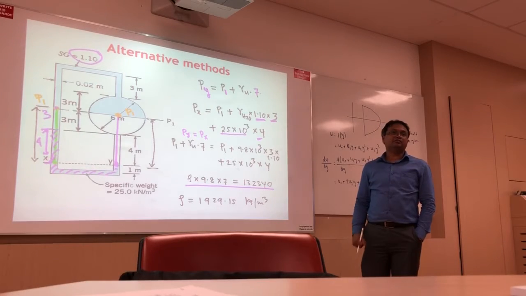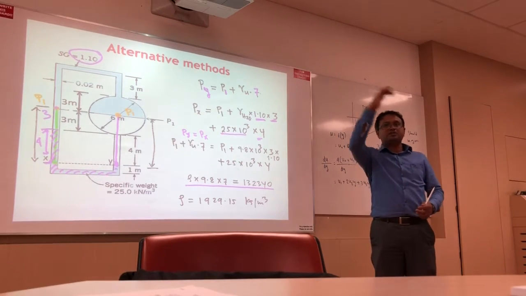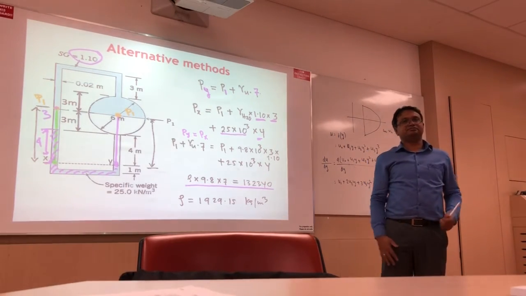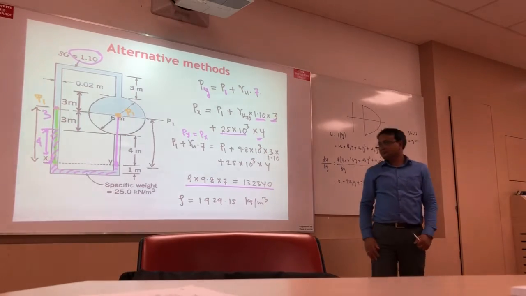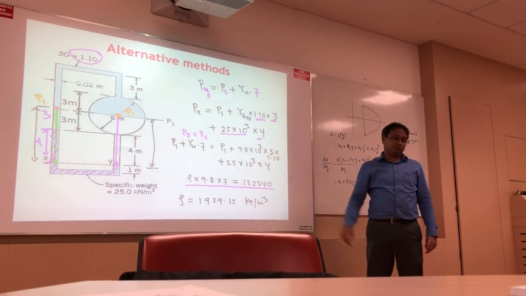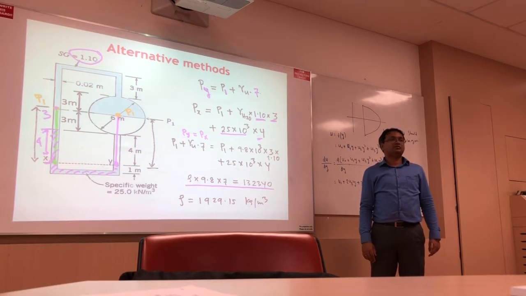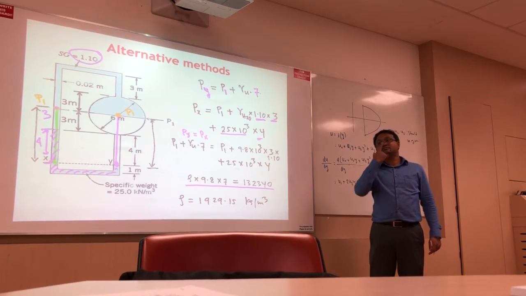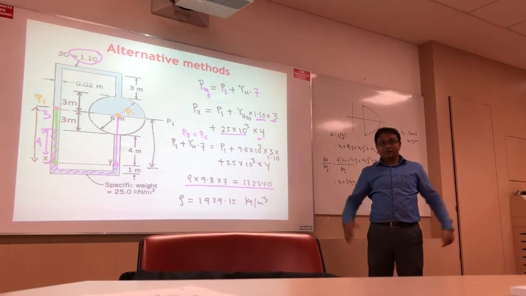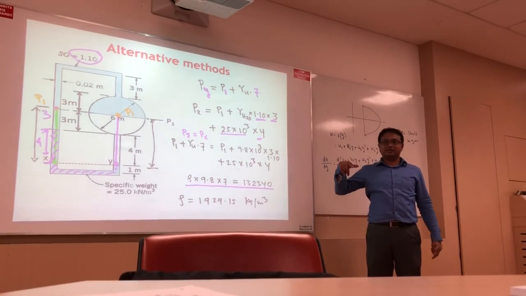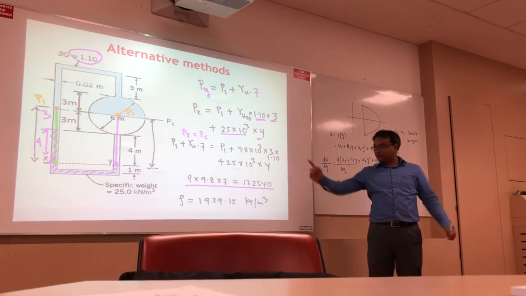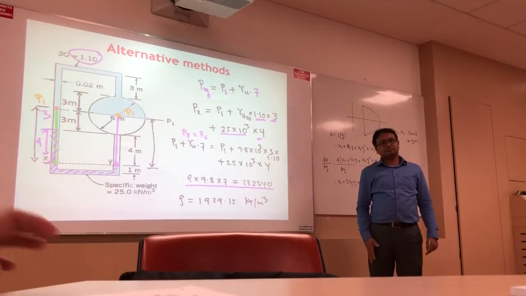In the traveling method, I add P1 and minus P1. Same thing. And this method is useful. Why? It saves you time. If you have enough time, then you can do traveling. If you do not have enough time, then you do this method. Alright?